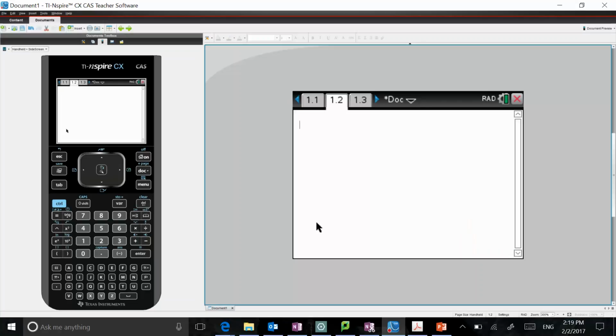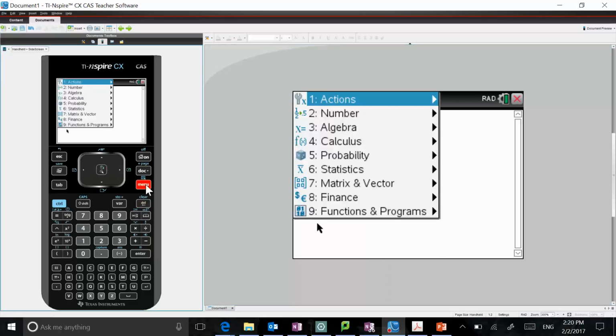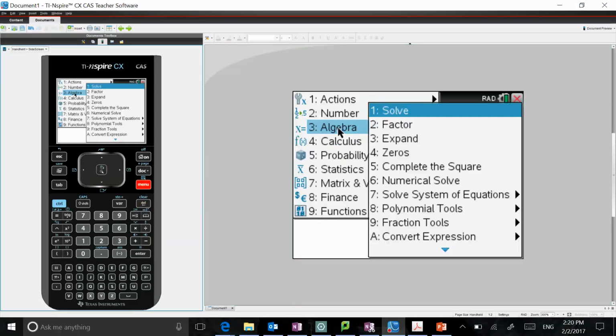From the calculator, what I want to solve, because remember I had two equations. There's two ways of doing this. I can just type solve and do the bracket. For you, it's menu 3-1, or just press menu. We're solving algebra right now. What are we doing? Solve. So that's why it's menu number 3, number 1. So you can just press menu 3-1 and you get it.